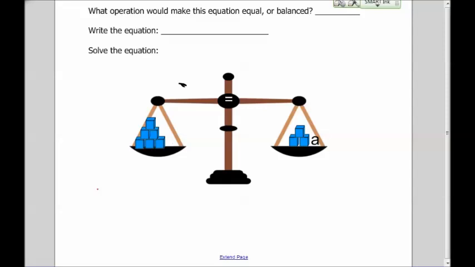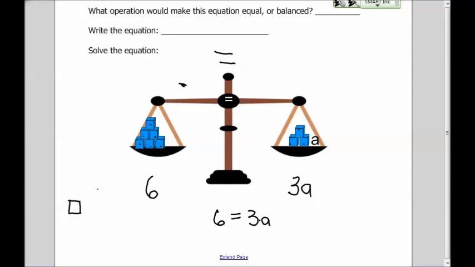Holy moly. This is definitely a scared monkey face question. What do I have? Well, I know that I have a scale, and I know it has to be equal on both sides. And I know I have boxes. On this side, I have 1, 2, 3, 4, 5, 6 boxes. On this side, I only have 3. 3 times a equals 6. 6 equals 3a, or 3 times a.